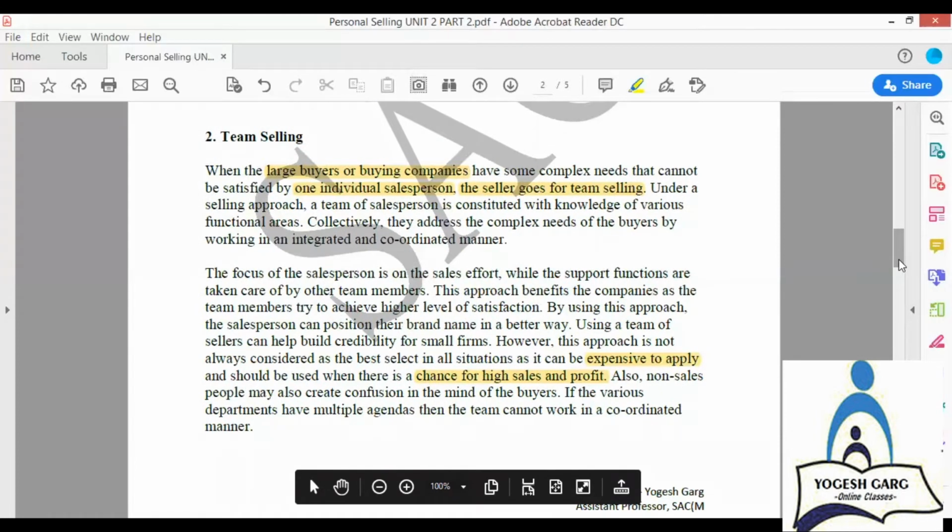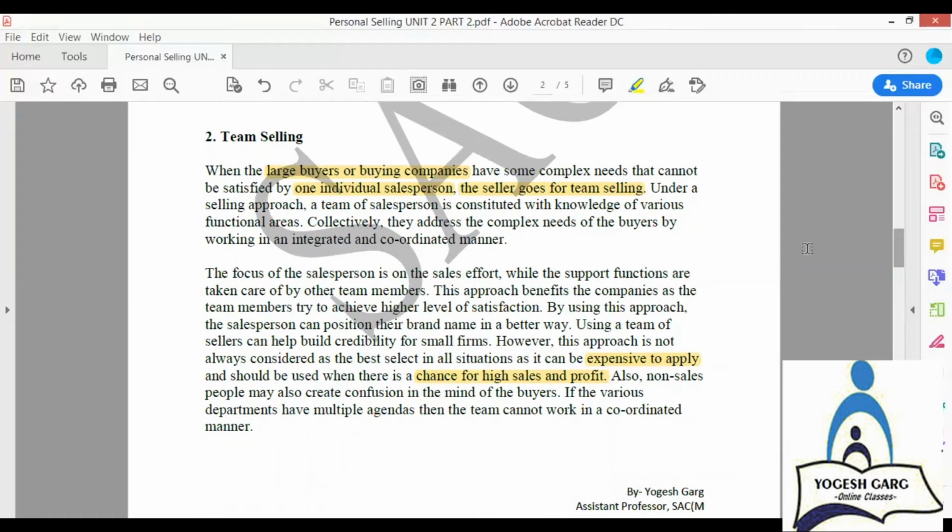Now, the second one which comes is team selling. Team selling is when there is a buyer who buys in a large quantity, or a company which demands a huge quantity, and one salesperson or seller is not enough to carry out all the operations. So two or more sellers come together, jointly take a project, and fulfill the needs of the buyer. That is known as team selling. Team selling means there is a team of sellers who will meet the needs and requirements of the customer.